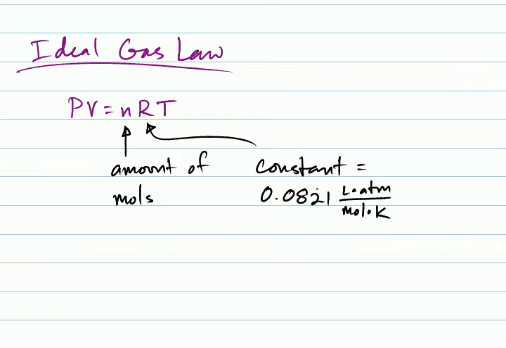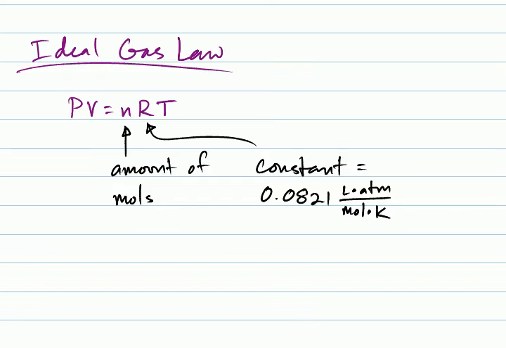So it's just a number. It's always going to be that number, and it's just the coefficient that relates all these variables together. So you've got to keep that in mind. And notice that the unit for the constant is liters times atmospheres over mole K. So if you're going to do any problems with this, you need to make sure your volume is in liters, your pressure is in atmospheres, and your temperature is in Kelvin.